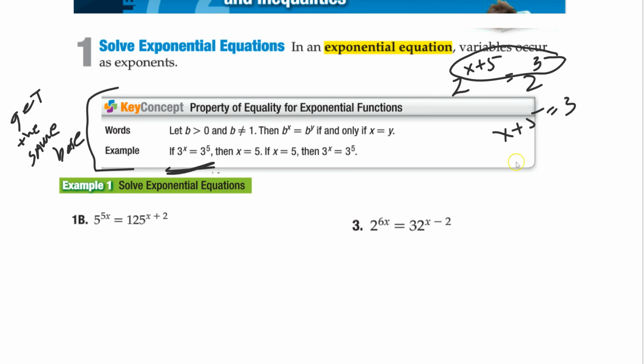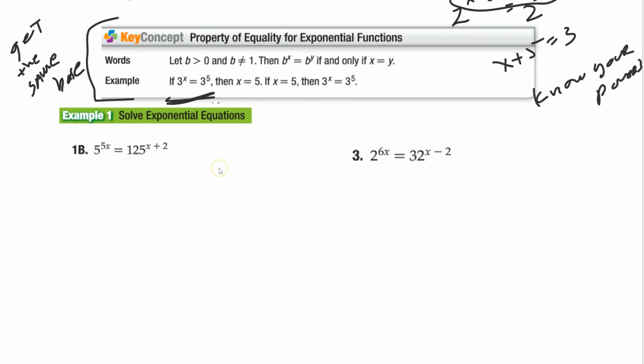So knowing your powers here makes life so much easier. So you can know your powers, a hint. Know your powers. That's all we're going to do. We're going to rewrite stuff in the same base. It's like when I did that example a couple videos ago where I was like, oh, we're going to use this a lot next chapter. Here's where we're going to use it.